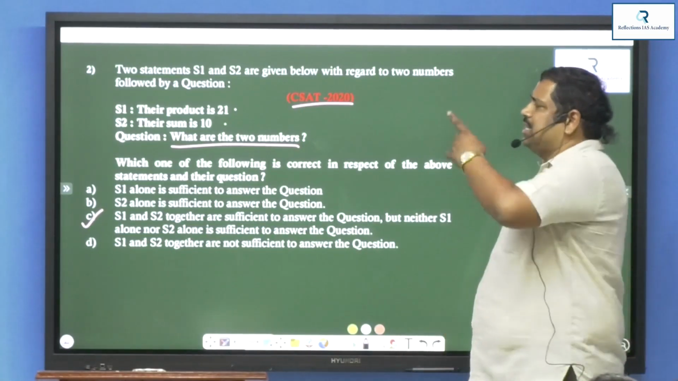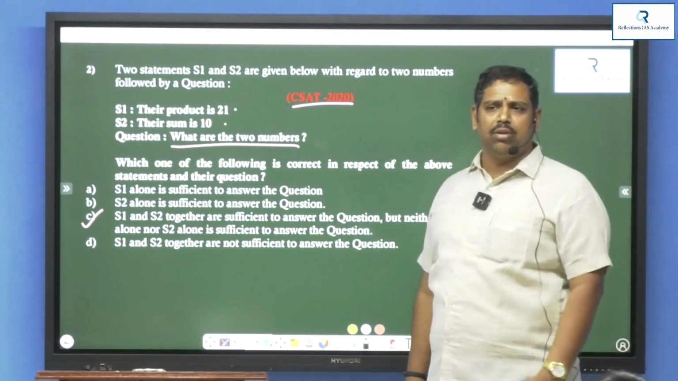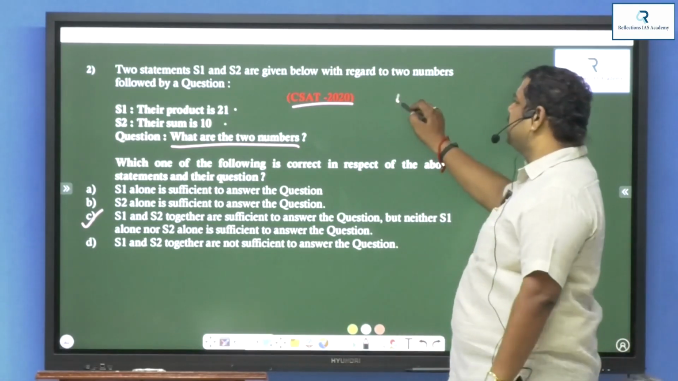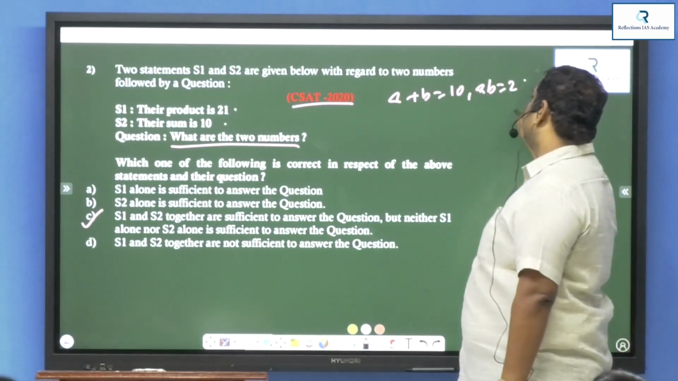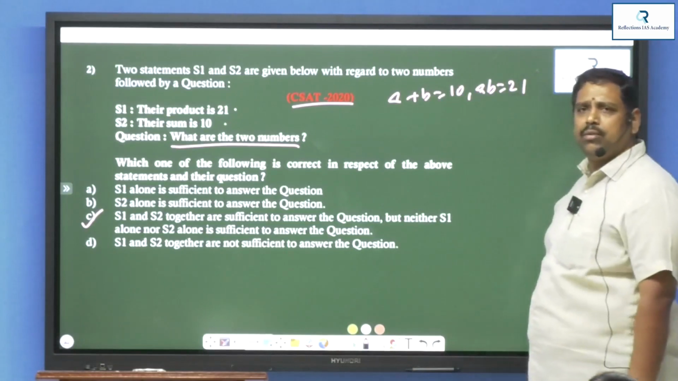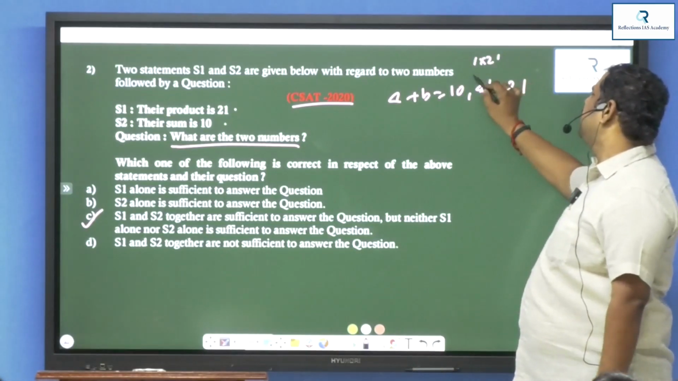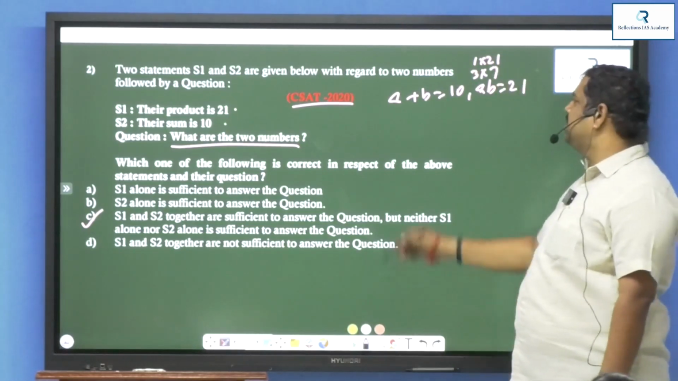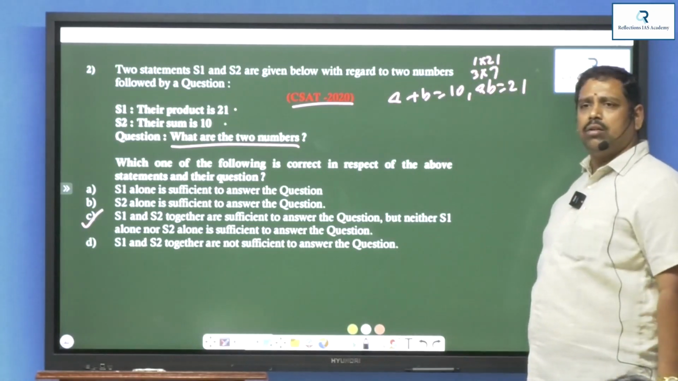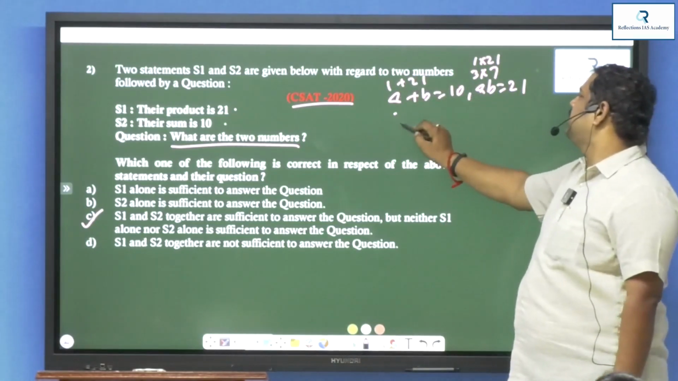But this answer is right, and you should know the procedure for it. A plus B is equal to 10, AB is equal to 21. Then what you have to do is go with the factorization of 21: 1 into 21 and 3 into 7. That means the numbers are... 1 plus 21 is not 10, right? 3 plus 7 is 10, right?